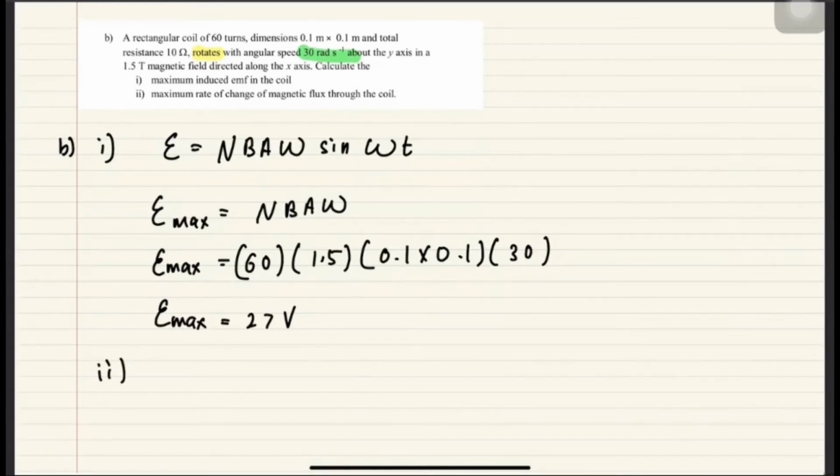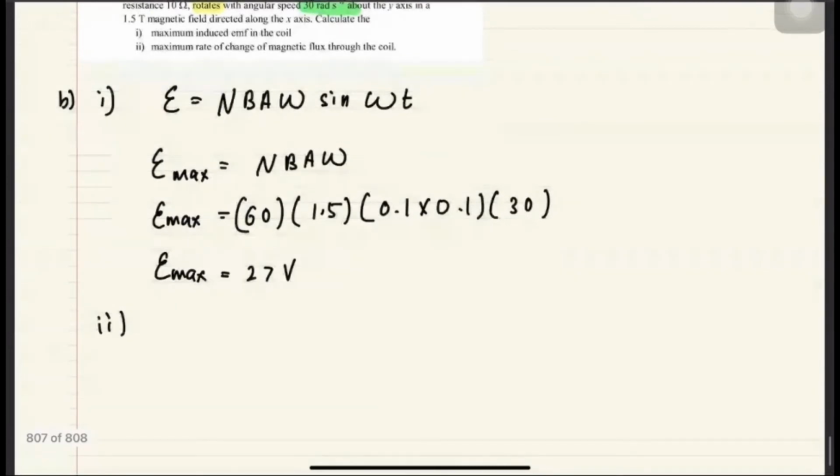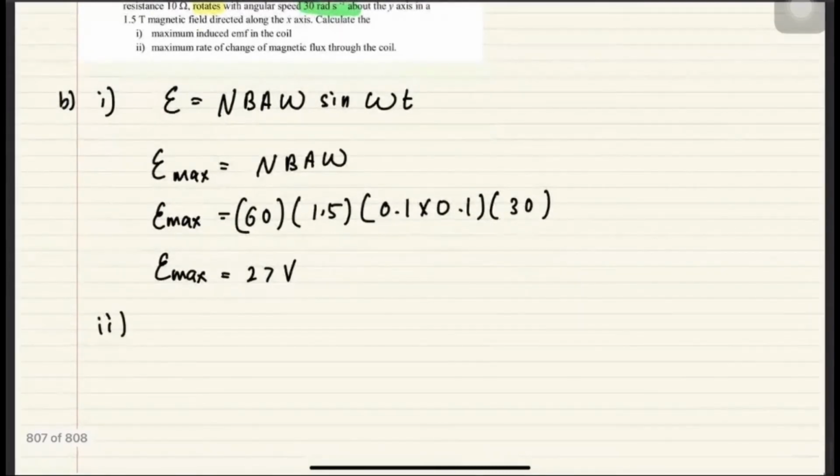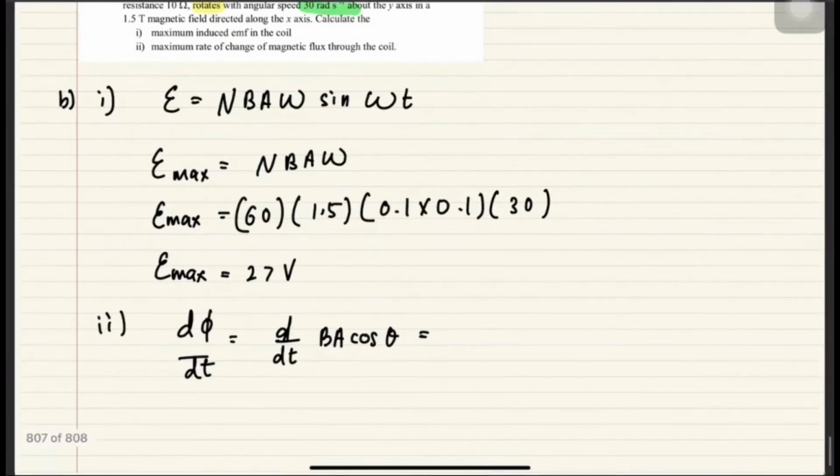Okay, number 2, they ask you to find the maximum rate of change of flux. Okay, so I can use this ni nak dΦ over dt, maximum dΦ over dt. So you know that phi tu sebenarnya adalah BA cos theta. Okay, and then ini macam derivation nak dapatkan formula tadi balik tau. Kan? So yang cos ni kalau kamu differentiate dia jadi sin, yang BA tu tak berubah. Sebenarnya kamu tahu yang omega sama dengan theta over time.